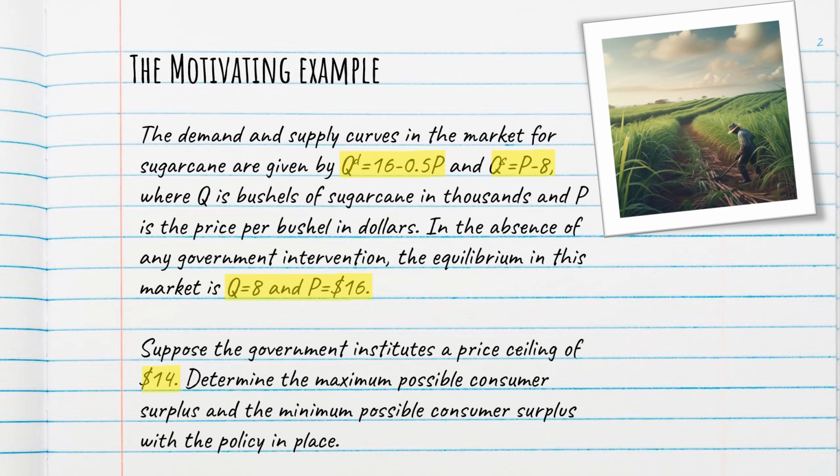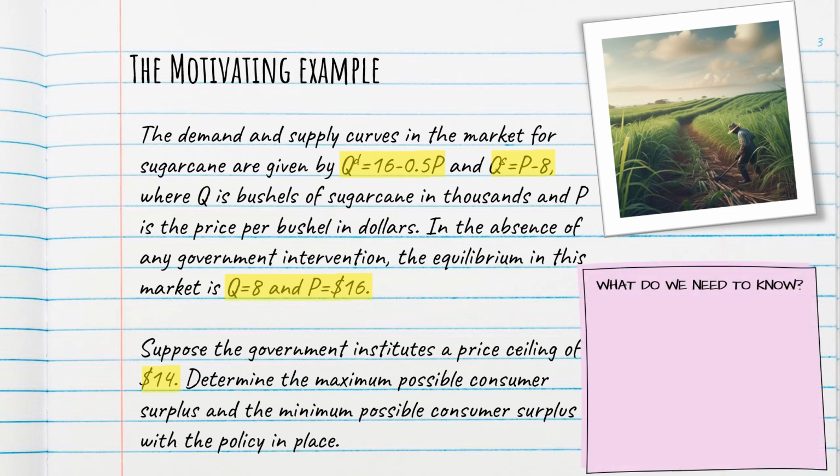This is a legal maximum. We cannot go above the price ceiling, so this price ceiling is going to bind since the equilibrium is 16 and that's no longer legal. What do we need to know to answer this question? We need the demand curve, the supply curve, as well as the size of the price ceiling.